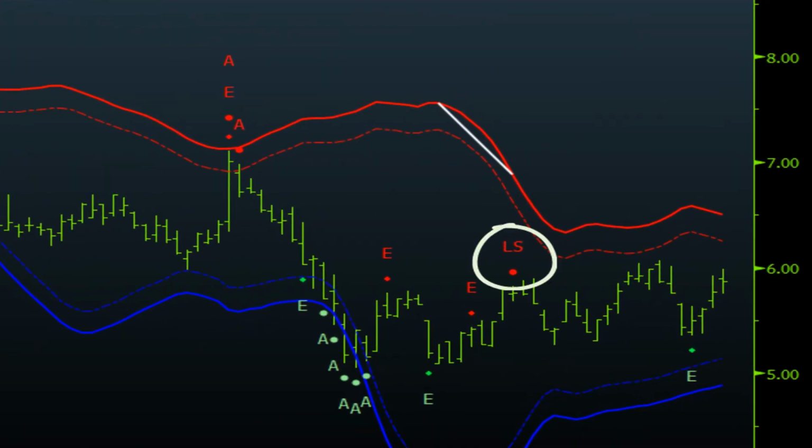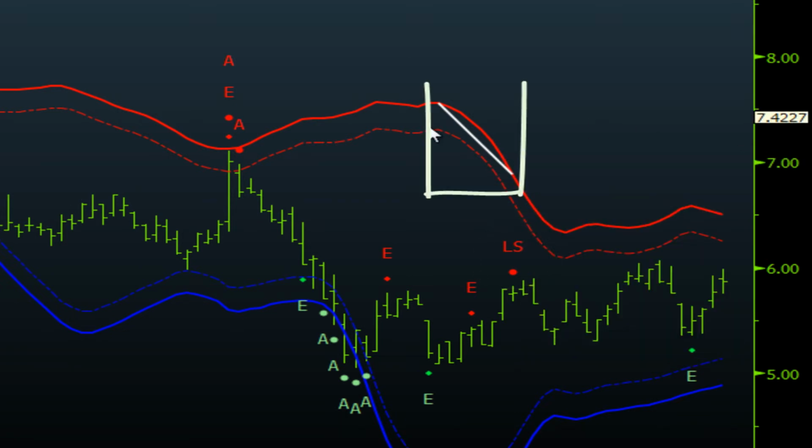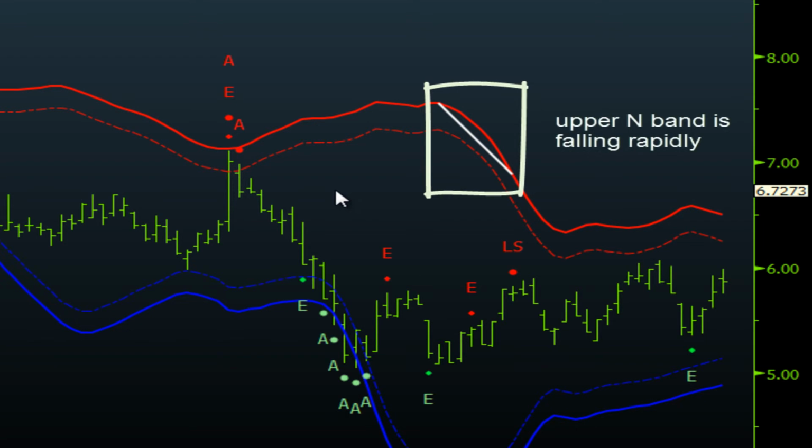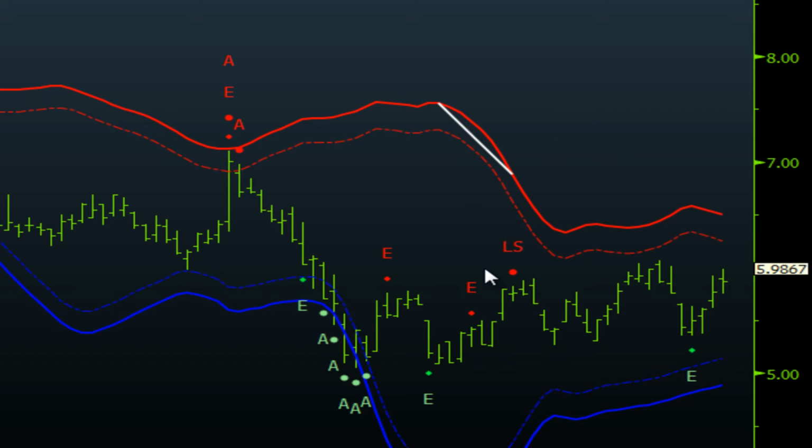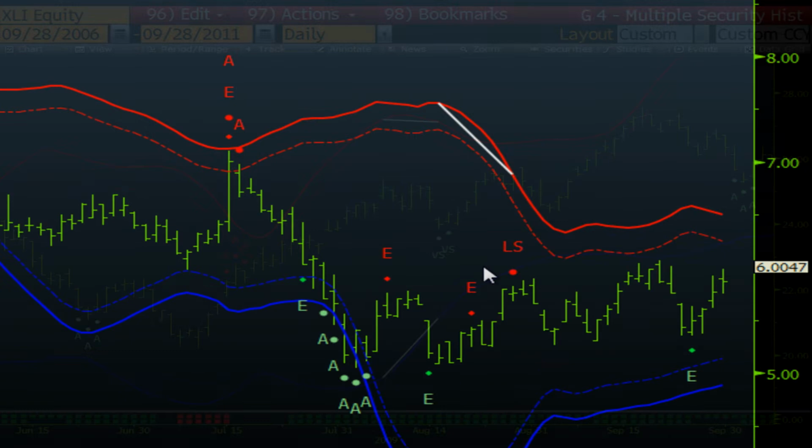Here's an example of an Adeo short with a low slope condition. If you take a look at the upper N band for the previous 7 periods, it's falling rapidly. It actually has a negative slope. This means that resistance is approaching price very quickly. And that's a good additional probability to factor into your decision for a good short position or adding to a downtrend.